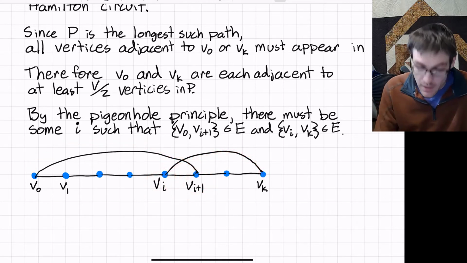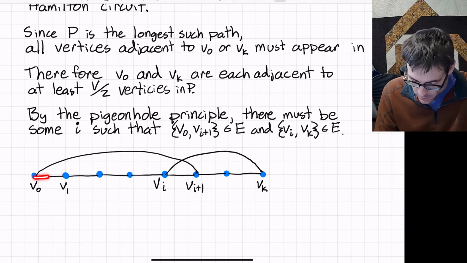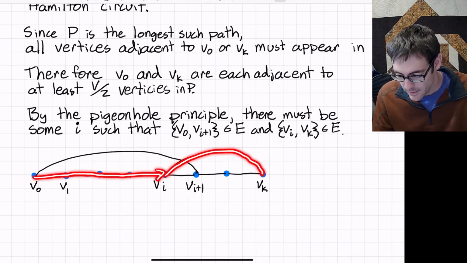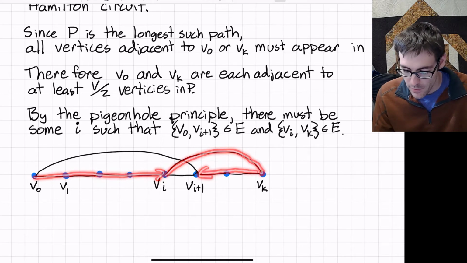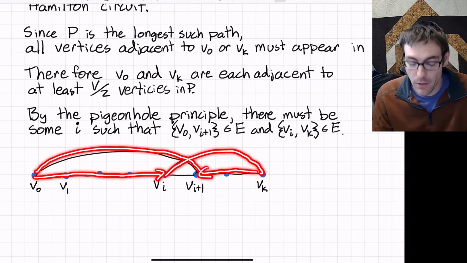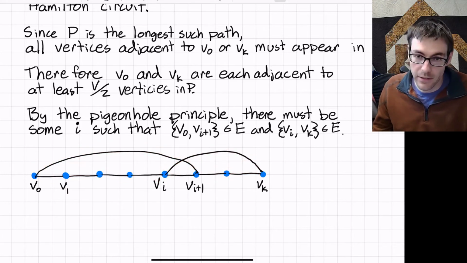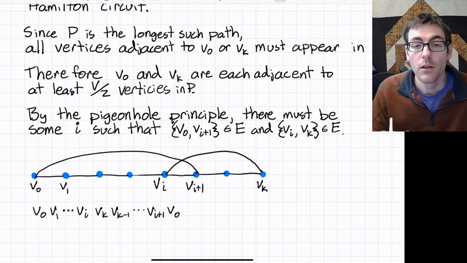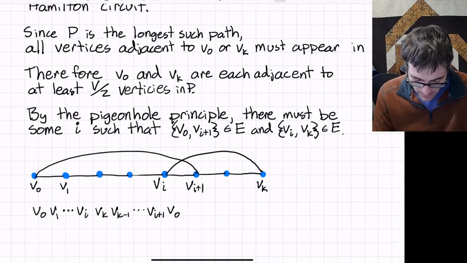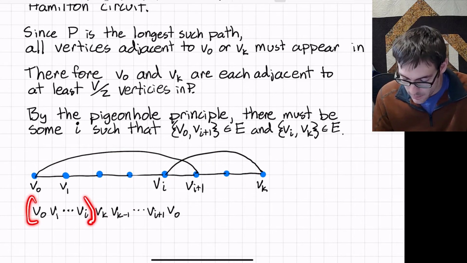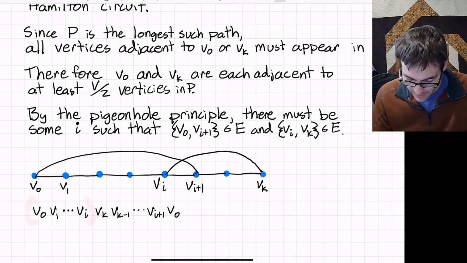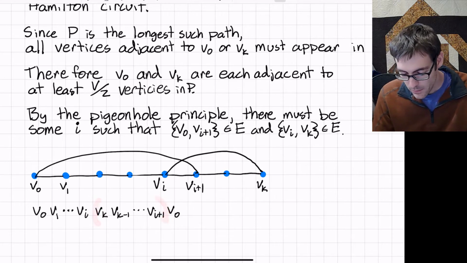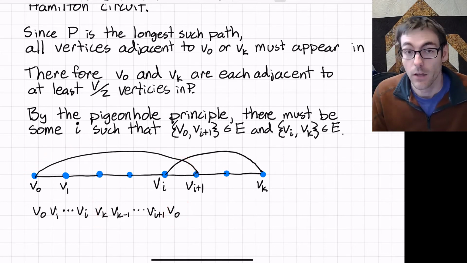Because of this, here is our circuit. We start at v0, we work our way all the way to vi, then we jump to the end and work backwards. Then that last piece, that vi plus 1, we know connects to v0. Therefore, that is our Hamilton circuit. So here's a way of writing out what I just said. We have our v0 through vi piece, then we jump to the end, and we have vk down through vi plus 1, and then we end up back where we start with v0. So this is a circuit.